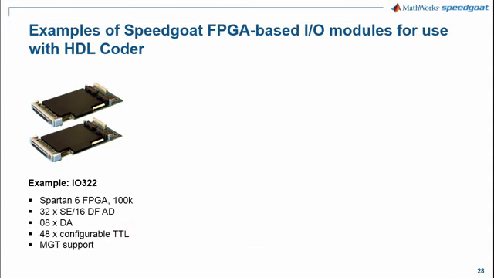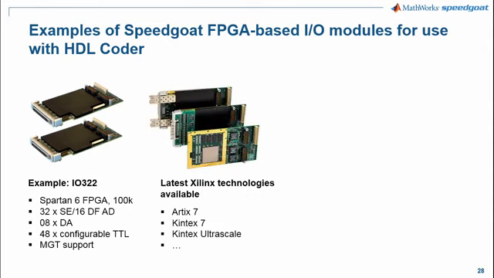MathWorks and Speedgoat development teams have a major focus on further leveraging FPGA-based technology out of Simulink. As an example, Speedgoat just released the new IO322 I/O module with analog and digital, as well as multi-gigabit transceiver support. Additional I/O modules based on Xilinx Artix and Kintex technology are underway and will be available within the next few months.